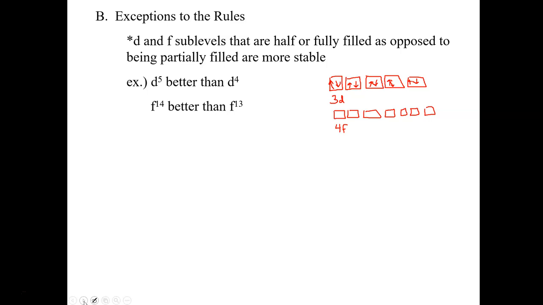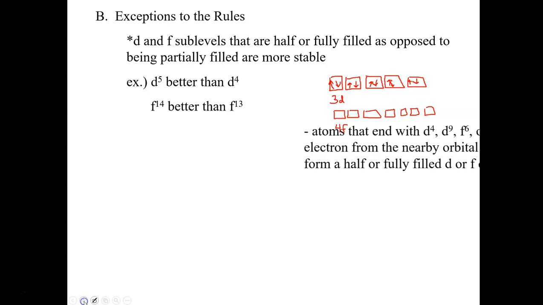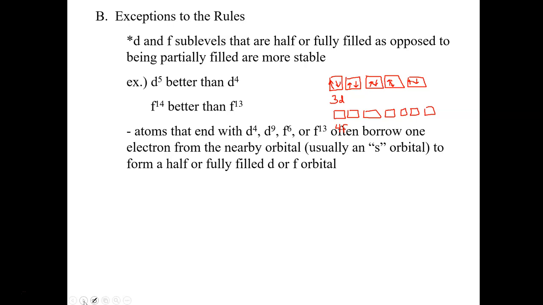Now, what does this have to do with when we do electron configurations? Well, here's the exception to the rule then. Here's how things change. Anytime we have an atom that ends its configuration just one electron away from being half or fully filled in its D or an F, then it borrows one of its earlier electrons, usually from the S orbital right before it, and bumps it up into that D or that F to make it half or fully filled. Okay? That's what we mean by this.